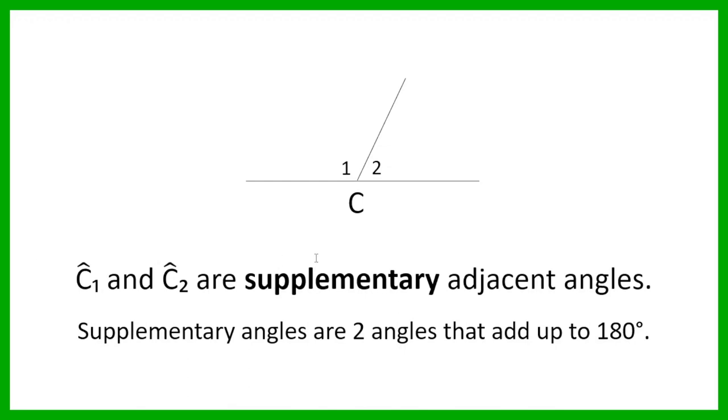Over here, we have a pair of supplementary adjacent angles. They are sitting on a straight line, and they are supplementary because they add up to 180 degrees. When you have two angles that add up to 180 degrees, that means that they are supplementary. Now again, supplementary angles don't necessarily have to be adjacent. In this example, they are adjacent because they are next to each other.